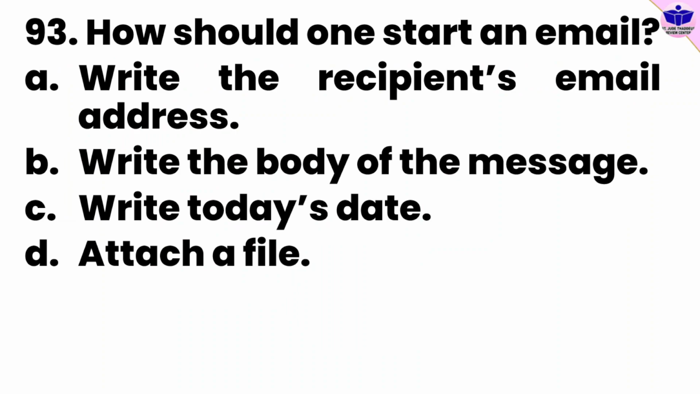Number 93. How should one start an email? A. Write the recipient's email address. B. Write the body of the message. C. Write today's date. Or D. Attach a file. The answer is yes, it should be A. You have to write the recipient's email address first. Recipient's is the receiver address, and you can write it in the address bar. And after that, you can write the body of the message. You don't need to write the date today because it's automatically generated for us. And you can attach a file afterwards if you are done.